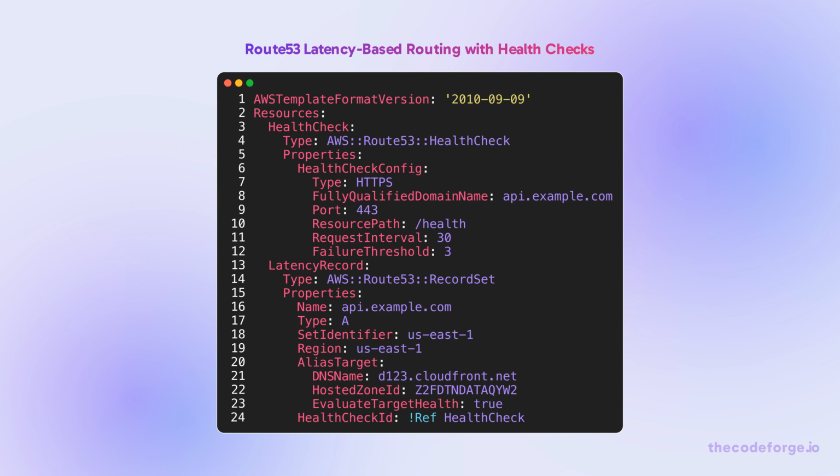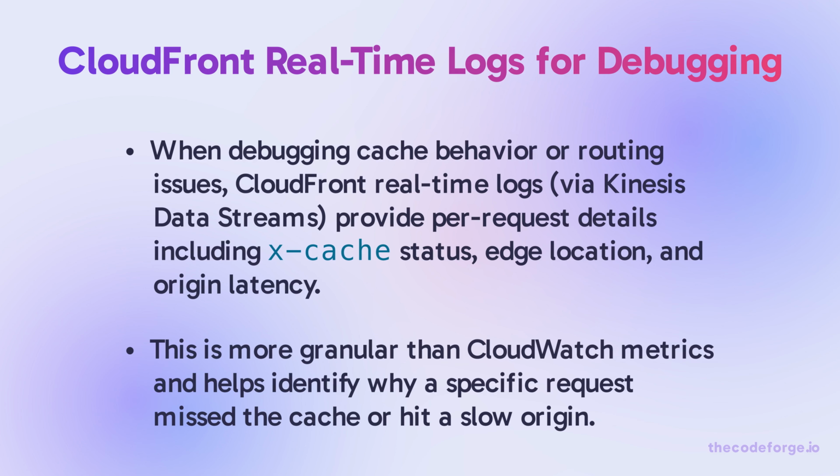The article mentions latency-based routing, but doesn't show how to attach health checks to it. Here's a CloudFormation snippet that creates a latency-based alias record with an associated health check, ensuring unhealthy endpoints are excluded from routing. When debugging cache behavior or routing issues, CloudFront real-time logs, via Kinesis Data Streams, provide per-request details including X-Cache status, edge location, and origin latency.